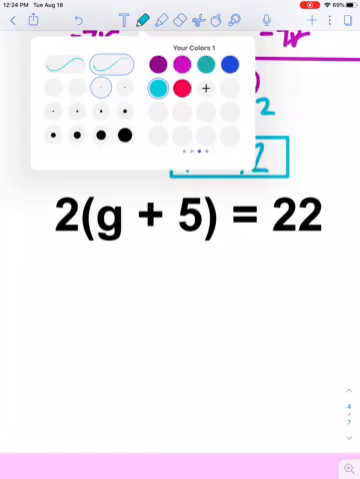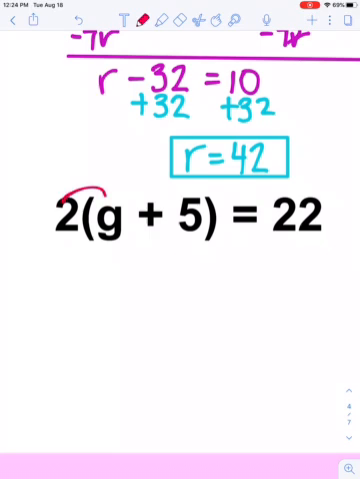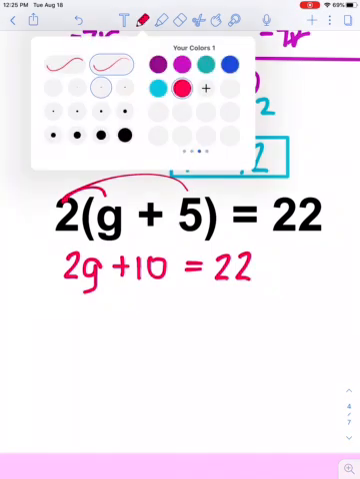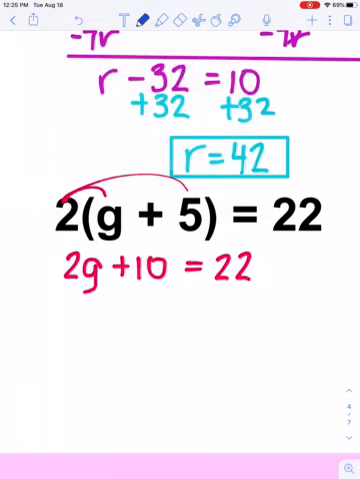Okay, number 3. We're going to start by distributing to get rid of the parentheses. So 2 times g is 2g. 2 times 5 is 10. And the 22 over there is already simplified. There's nothing to combine, so we can start moving things. If you notice here, we don't have g's in multiple places. We only have g right here, so we can just start solving.